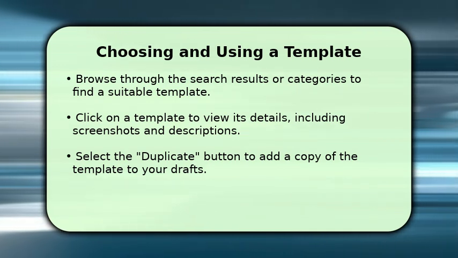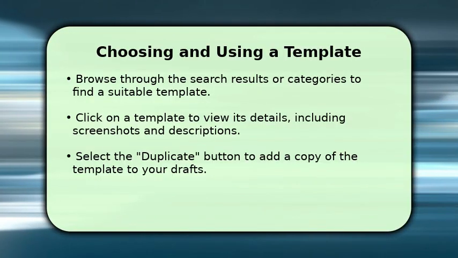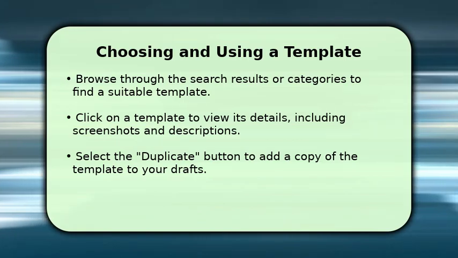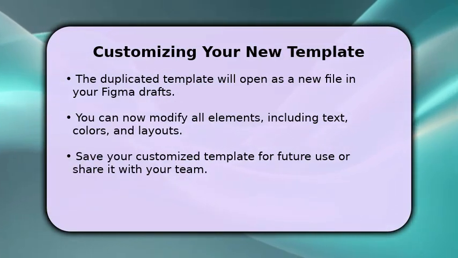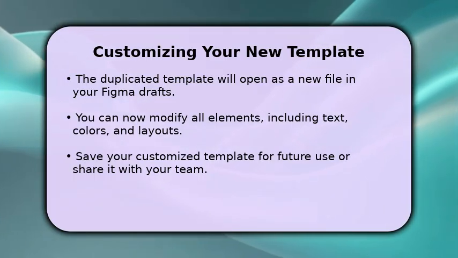To use this template, simply click the Duplicate button, usually located in the top right corner. This action creates a personal copy of the template in your drafts, ready for you to edit and customize. Congratulations! Your chosen template is now open in your Figma drafts, ready for your personal touch.